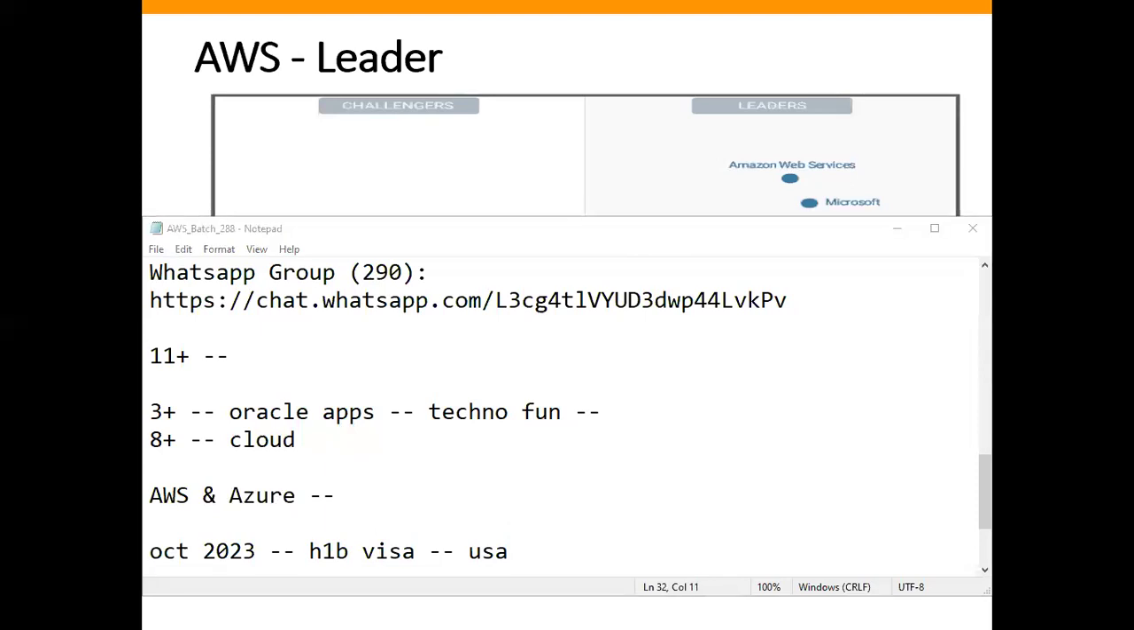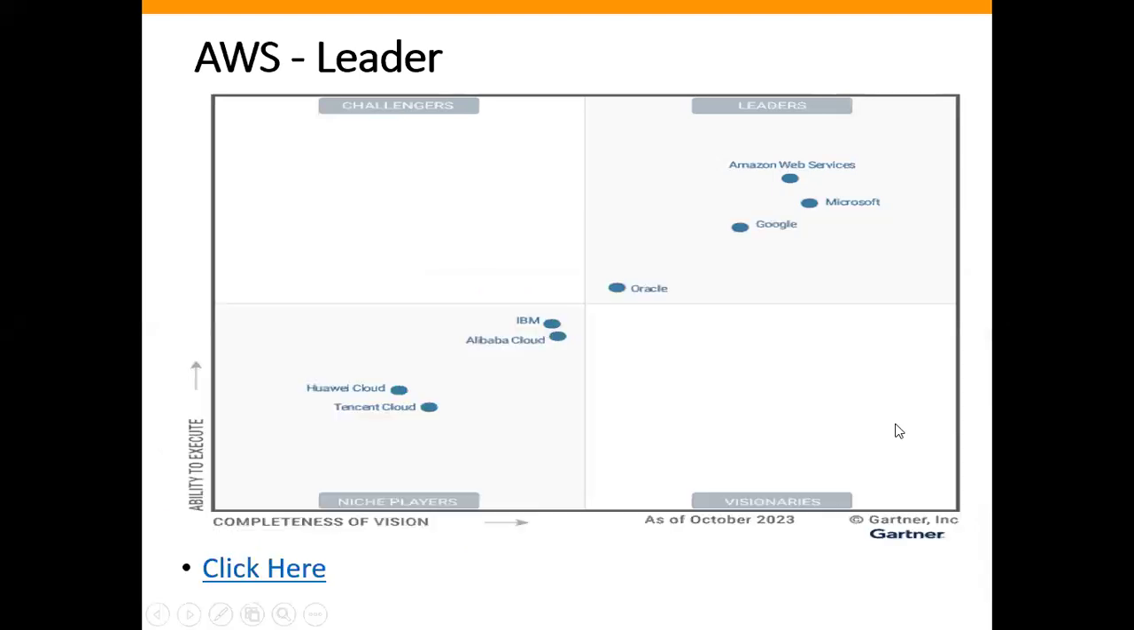Even if you see here, this is the market review we are getting, and this is what we got in October 2023. AWS is number one, Microsoft is number two, Google is number three, and fourth is Oracle. This is the latest survey, right, Ankit? Yes, October 2023. Every year we are getting it.